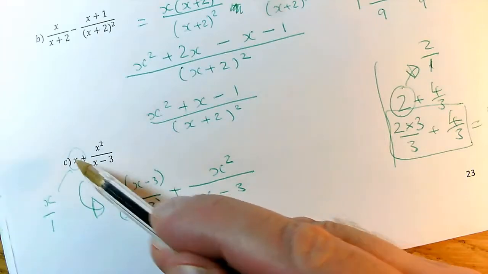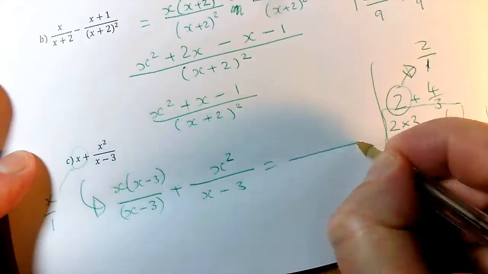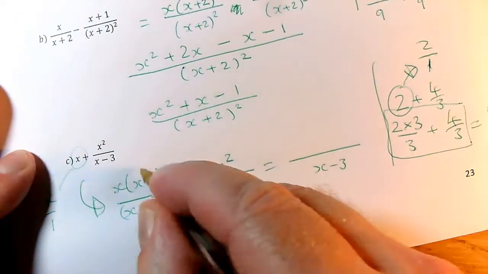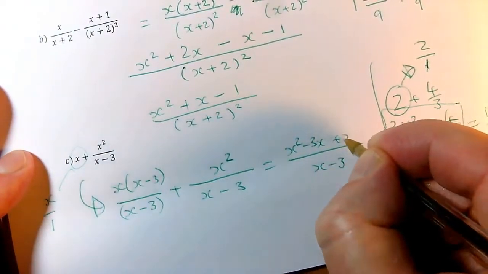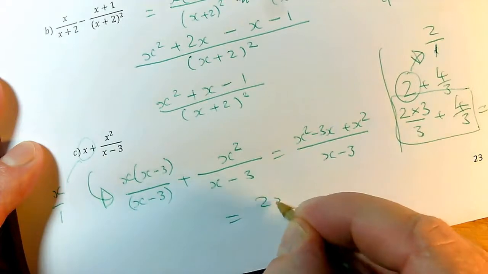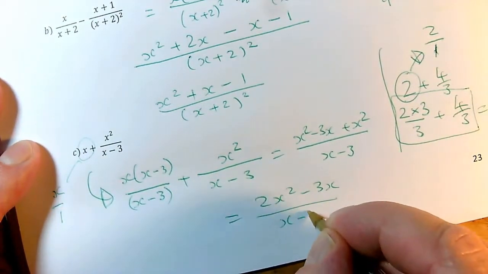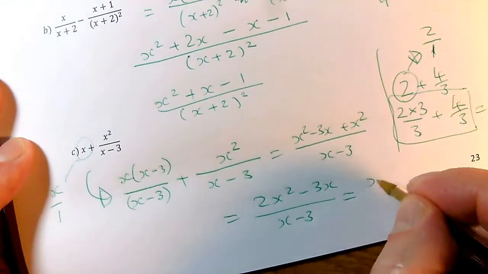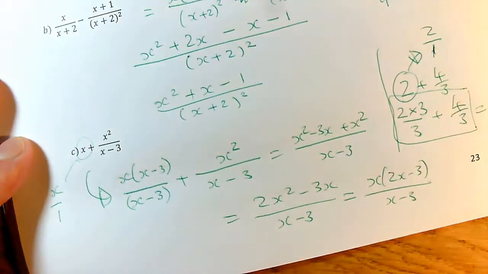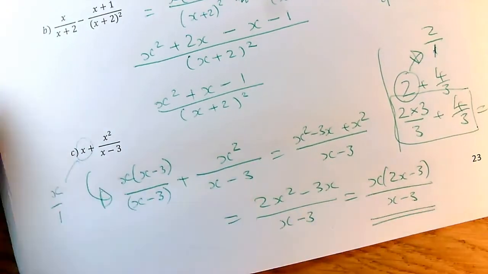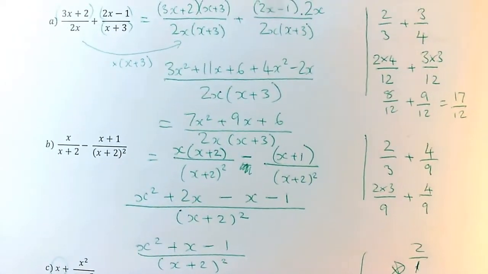So you can now see this is a valid way of rewriting my x in a form that can be added to this other fraction. So the denominator is x minus 3. This multiplies out to x squared minus 3x. I've got a plus x squared, so I'm going to end up with 2x squared minus 3x over x minus 3, which I suppose I could factorize to x brackets 2x minus 3 over x minus 3 if I wanted to, because that simplifies so easily. And we're done. So that page there is how you cope when you have to add algebraic fractions.